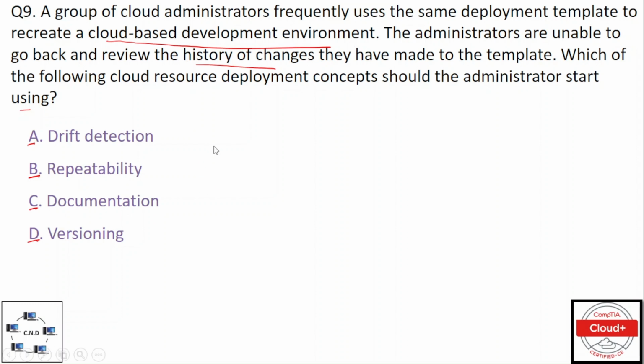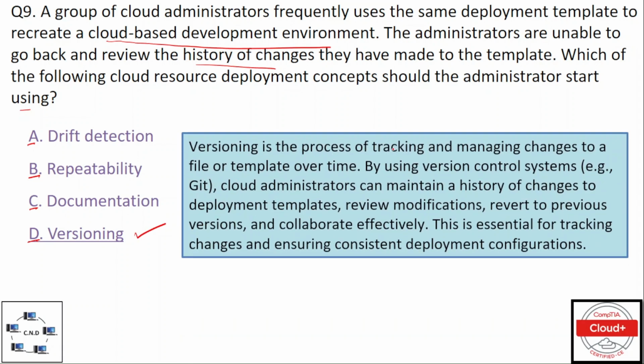And the correct option is option D, versioning. So the explanation is that versioning is the process of tracking and managing changes to a file or template over time. By using version control systems, for example Git, cloud administrators can maintain a history of changes to deployment templates, review modifications, revert to previous versions, and collaborate effectively. This is essential for tracking changes and ensuring consistent deployment configurations.